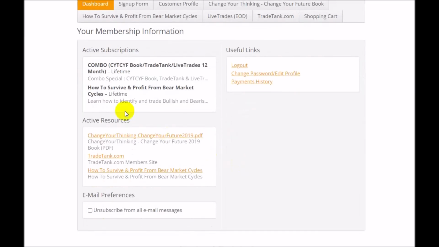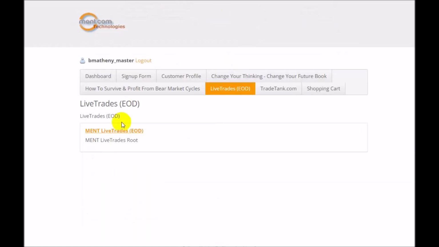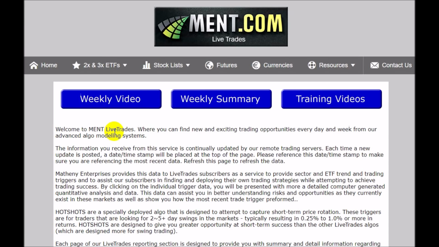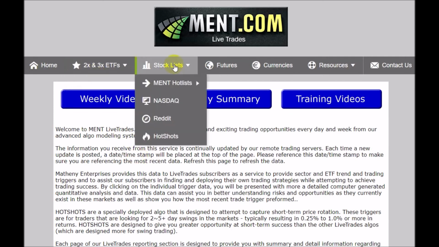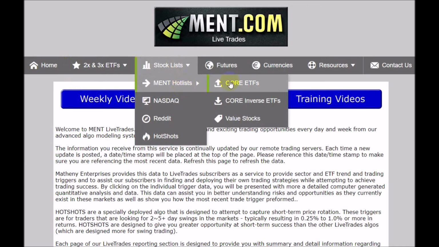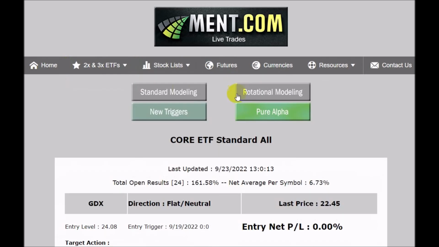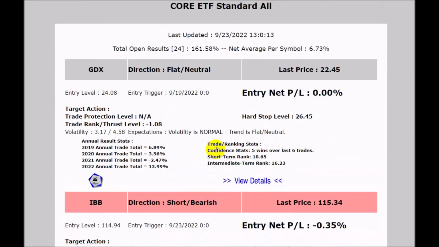Now understand that down here you have the same thing. The only thing that isn't listed here that is up on this upper menu is Live Trades. And you guys need to start using Live Trades and Trade Tank to take advantage of all the resources I provide for you. So under Live Trades, you have to click it twice, the way it works. And this is where all of the new bullish and bearish stock lists, including the core ETFs and everything, are running under specialized algorithms.